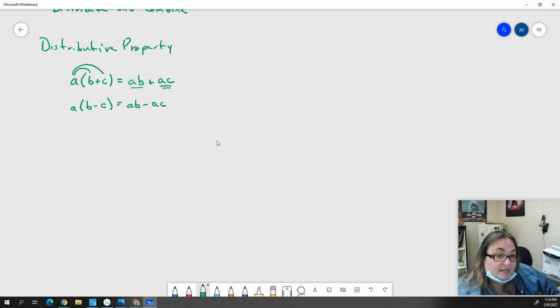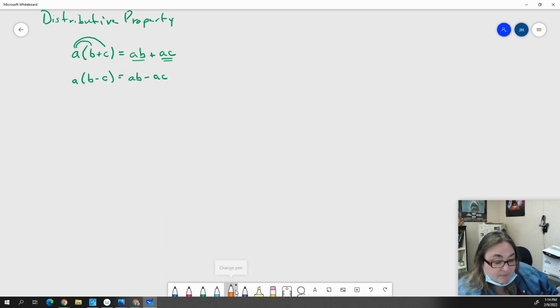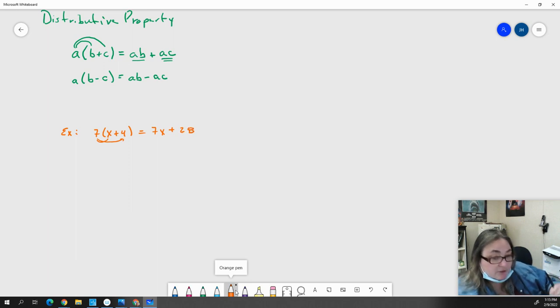So if we're putting that into effect with actual expressions, say I had, for example, 7 times x plus 4, we could distribute that out and we could go, well, 7 times x equals 7x. And then we go, well, 7 times 4 equals 28, and we go plus 28. And we're distributing that 7 to each part of the expression.